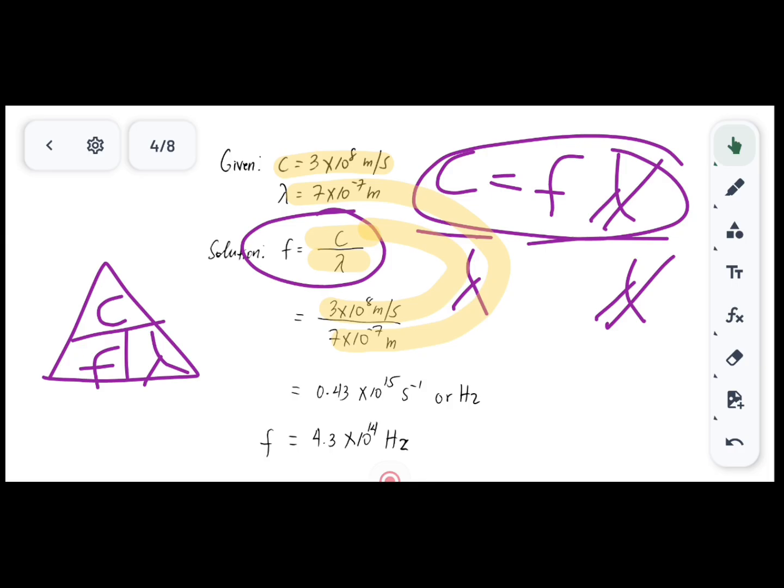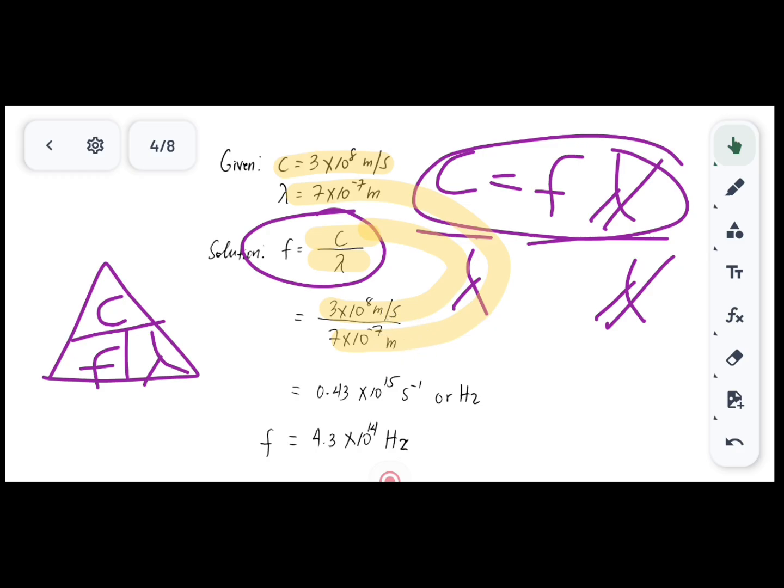But on my case, I rounded it off, right? So I just want 2 decimal or 2 significant values. So 3 divided by 7 is 0.43. And then times 10, then you have 8 and negative 7 as exponent. You have 8 and negative 7.